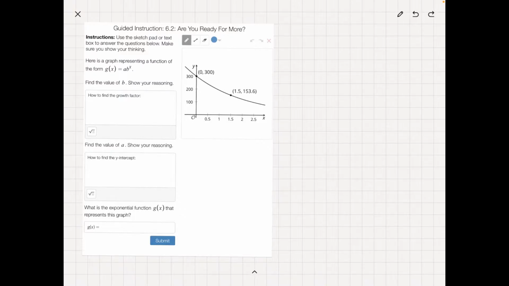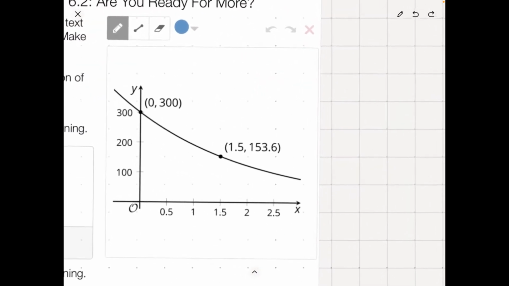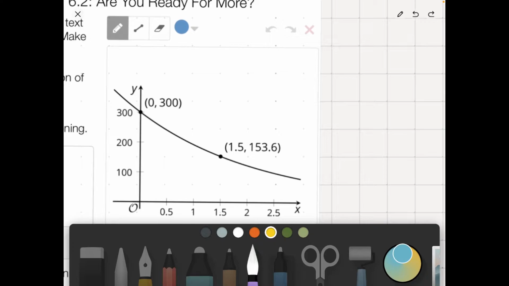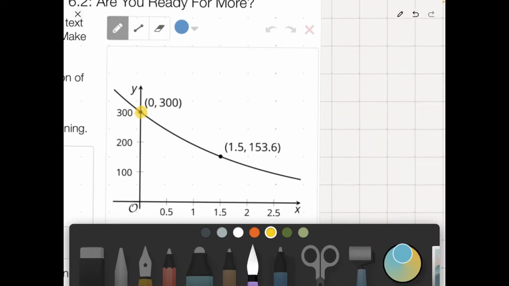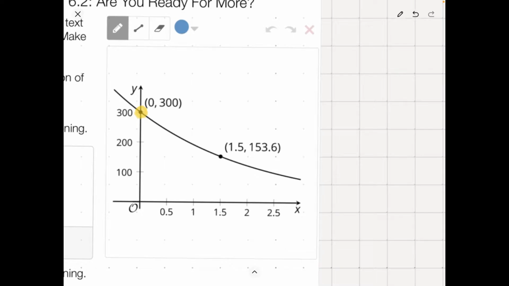So here is a graph representing the function in the form g of x equals a times b to the x power. How could we write an exponential function for this graph here? Well, we're going to have to find a few things. The first thing we're going to have to know is the growth factor, and we're also going to need to know the y-intercept. Now, in this problem, they were super nice to us, and they showed us where the graph hits the y-intercept. They showed us that the graph hits the y-intercept at (0, 300).